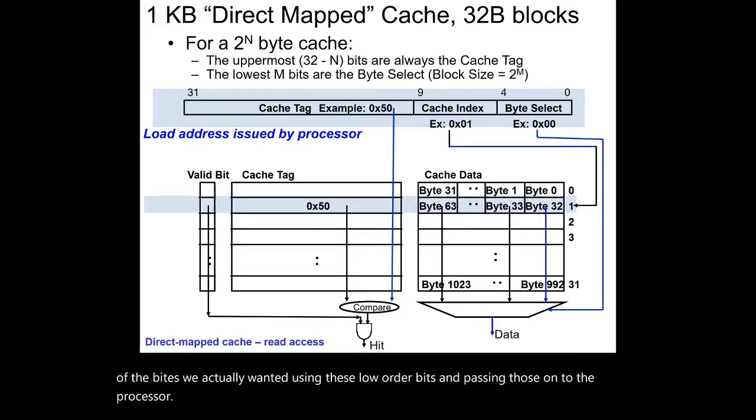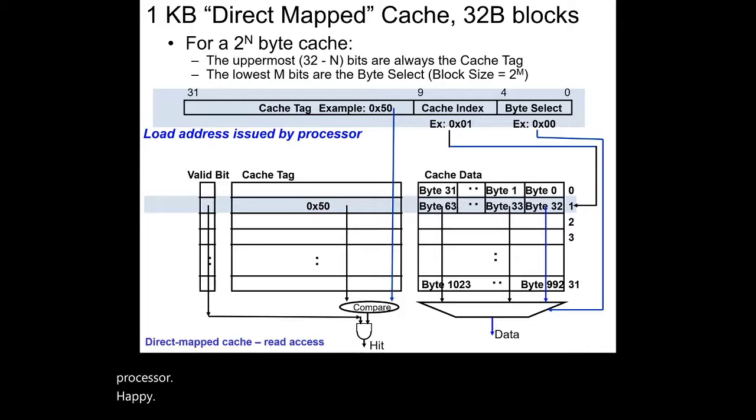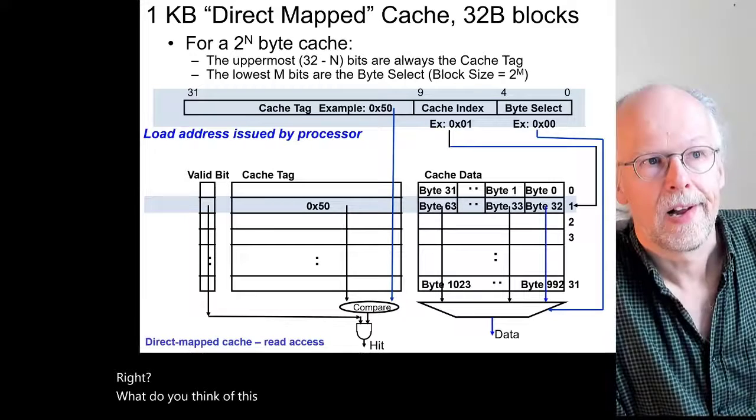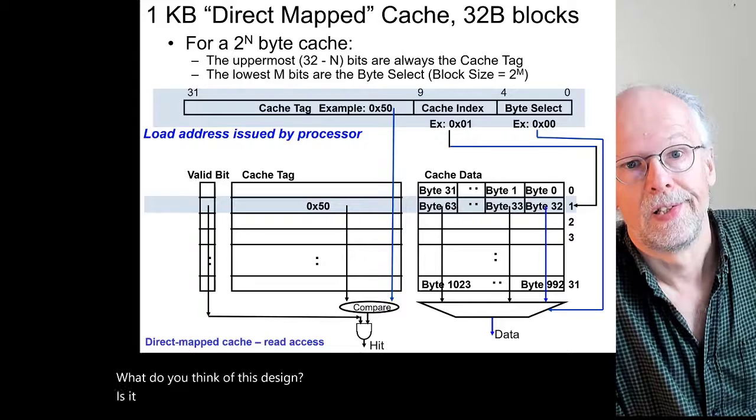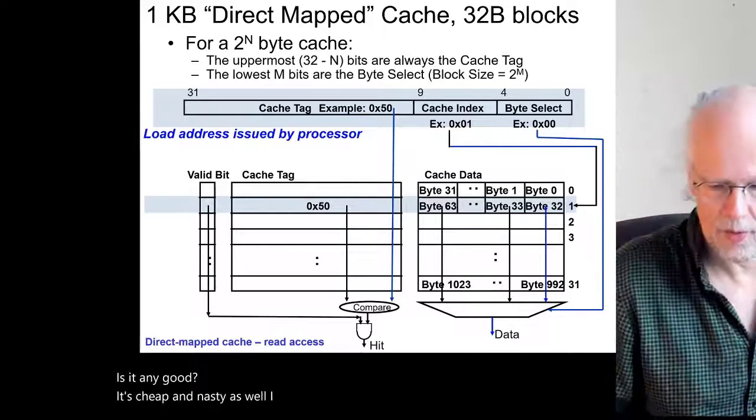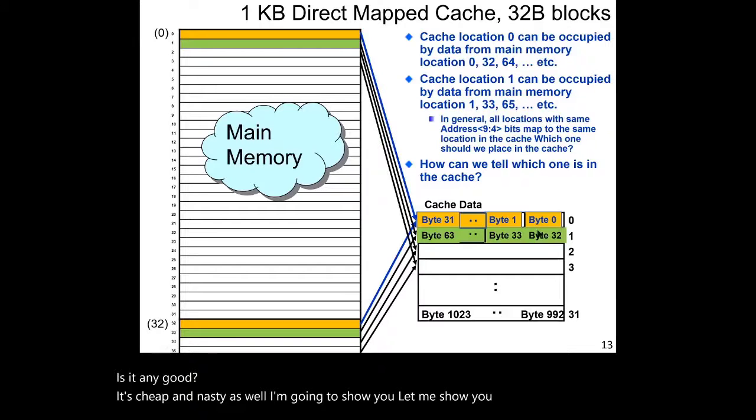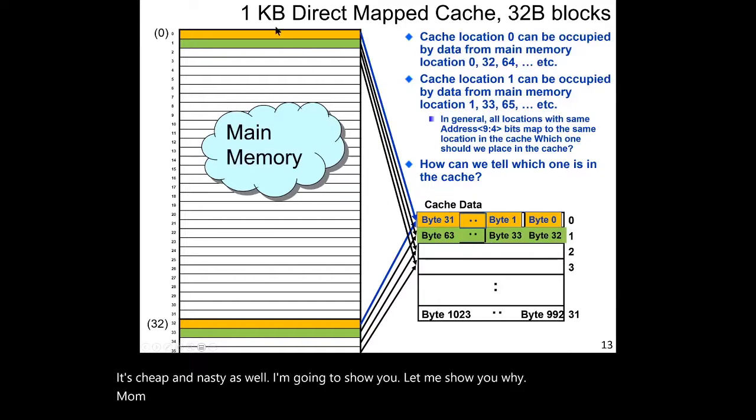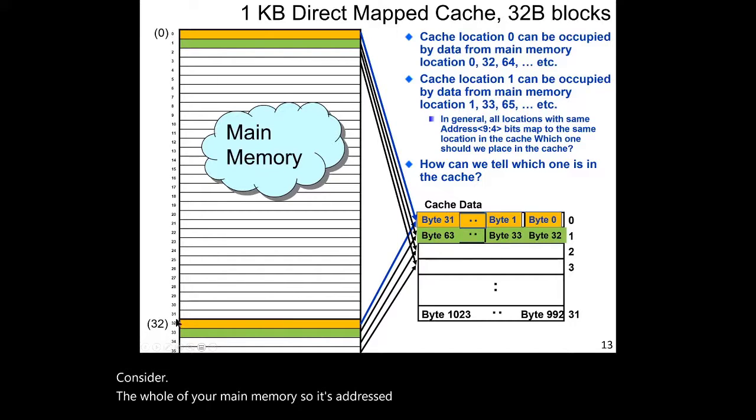Happy? Right. What do you think of this design? Is it any good? It's cheap and nasty is what I'm going to show you. Let me show you why. Consider the whole of your main memory. So it's addressed 0, 1, 2, 3, up to 32, and then 33, 34, 35, and so on. Here's our cache. And remember that the cache is indexed with 5 bits from the address word.